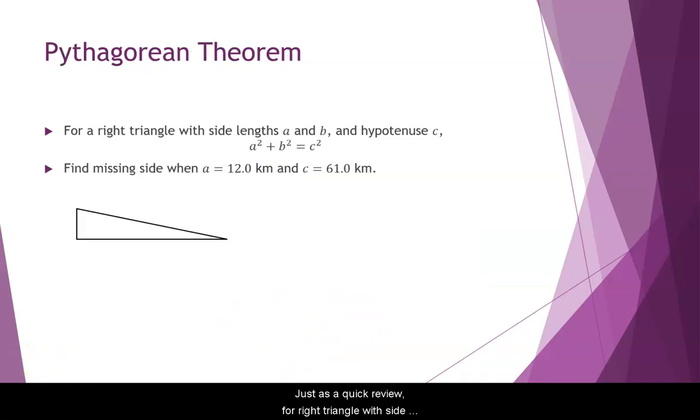Just as a quick review, for a right triangle with side lengths a, b, and hypotenuse c, the Pythagorean theorem says that a squared plus b squared equals c squared. And here we have a right triangle, and we want to find the missing side when we know that a equals 12 kilometers and c equals 61 kilometers. So 61.0 kilometers, and then I'm going to call the short side, side a. And what we want to find is the missing side, or side b.